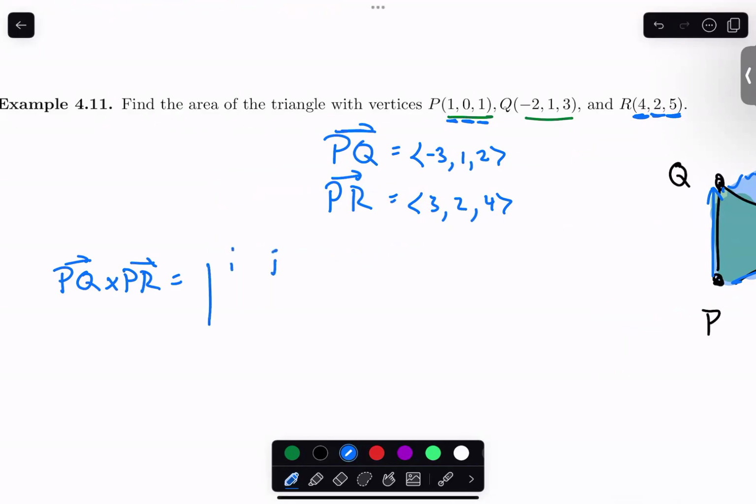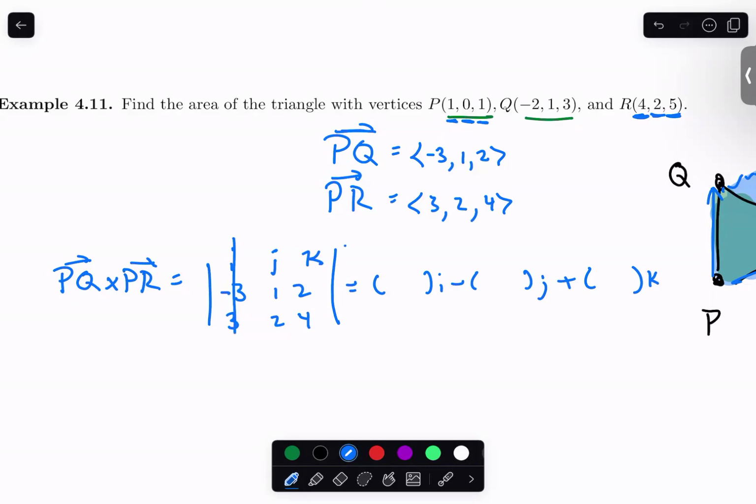So again, I's, J's, K's. PQ, PR. Stuff with I's minus stuff with J's plus stuff with K's. Crossing off that first row and first column, we're going to have 4 minus 4. Again, I'm looking at the diagonals, top left to bottom right, subtract away top right to bottom left.